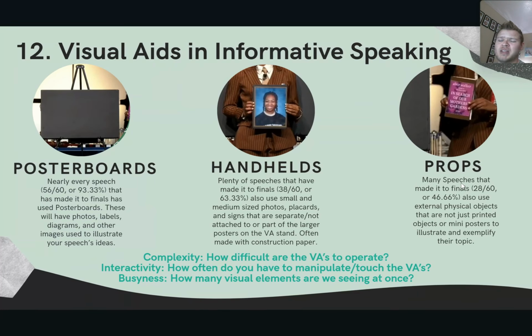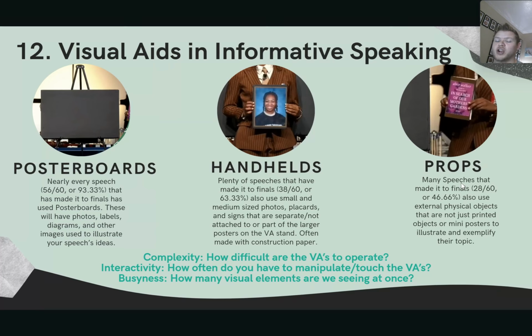The first is poster boards. If you've done informative speaking before, that probably went right to your mind, is the posters. 56 out of 60, or 93% of speeches that have made it to finals used poster boards. These are going to have photos, labels, diagrams, graphics, images to illustrate your speech's ideas. Most people end up making posters. There's only 3 speeches that have made it to finals with visual aids that are not posters, and there's only 1 speech that has ever made it to NSDA finals with none of these things at all.